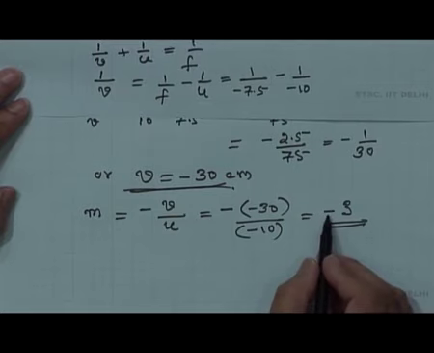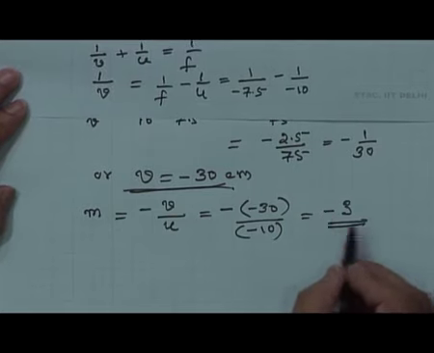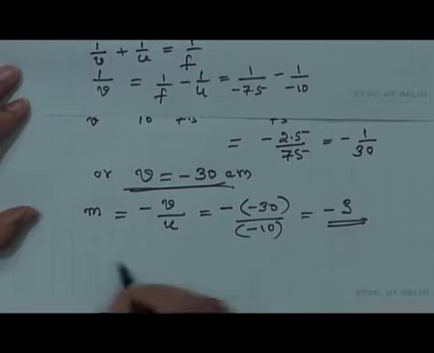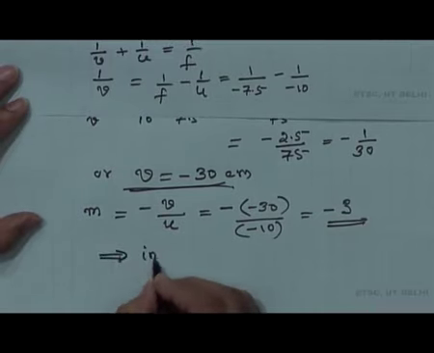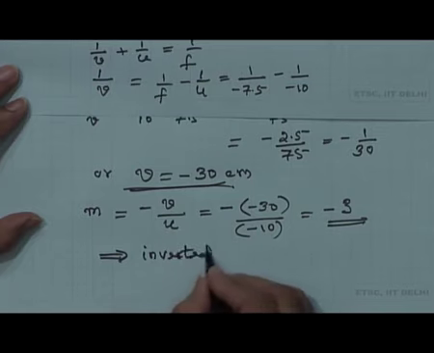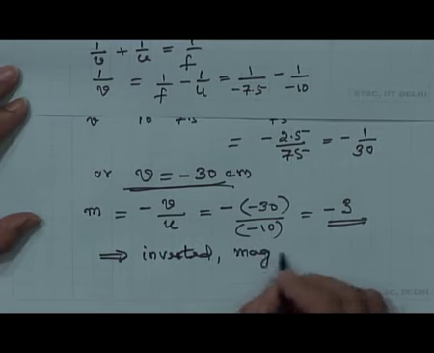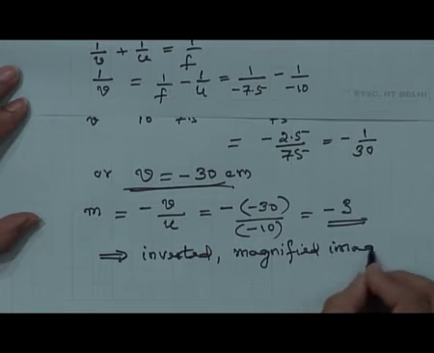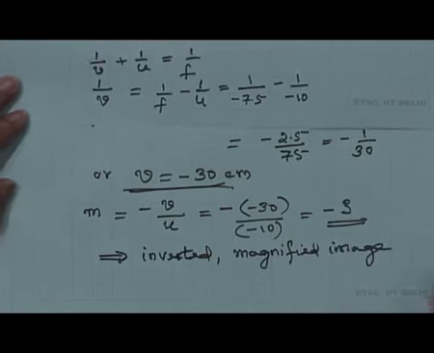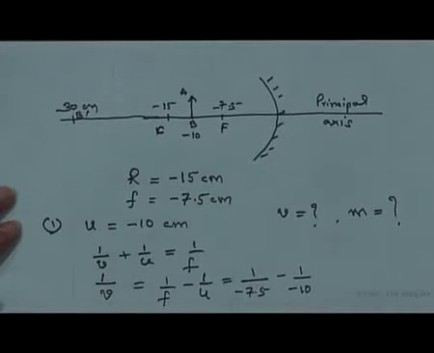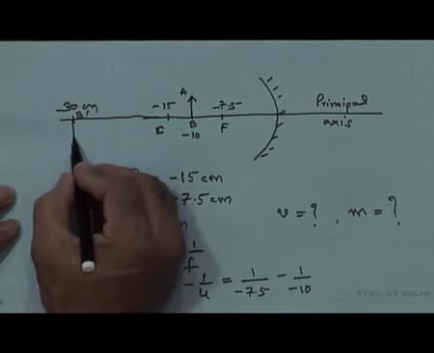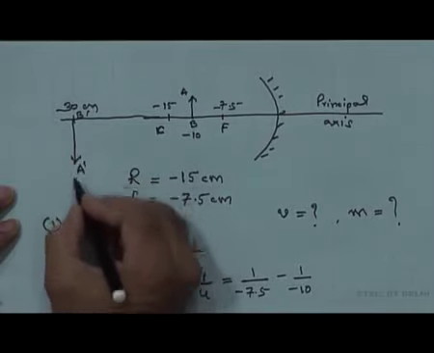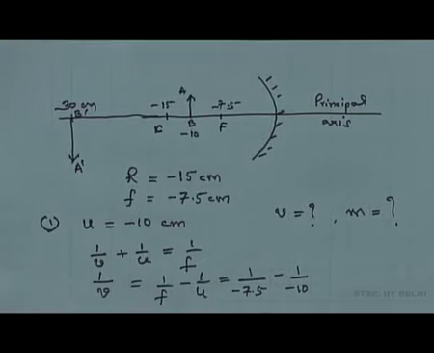So, the negative sign indicates we have an inverted image, and mod M is 3, which is M greater than 1. So, this implies we have an inverted and magnified image, 3 times magnified. In fact, this was the question which I asked, can we have a magnified image? Yes, as we can see when the object is placed there, we get a magnified real image. So, this is what we have, 3 times magnified: A dash B dash is 3 times AB at a distance of minus 30 centimeter.